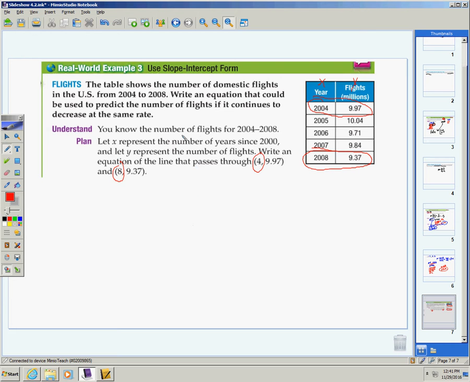And notice, I've got 2 points. Once I have 2 points, I know exactly what I need to do. I need to find the slope first if I'm trying to write an equation. Here's x1, y1, x2, y2. So I've got 9.37 minus 9.97 all over 8 minus 4, which gives me negative 0.6 over 4, which would then be negative 0.15.